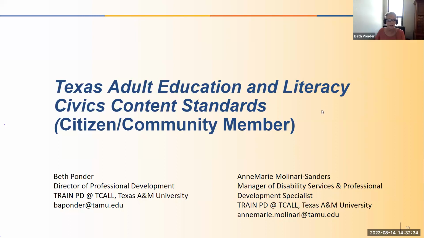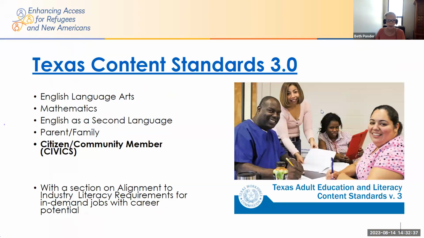Thank you. So if we could go ahead to the next slide, we're going to just jump in to talk about Texas Content Standards 3.0. Texas rolled out our original AEL content standards in 2016, which included the academic standards of English language arts, mathematics, and English as a second language. And a few years later, we developed version 2.0, which aligned those academic standards to industry clusters and detailed work activities. Then in 2020, a request was made to use some of our state leadership funds to develop a standards 3.0. And this was approved by our state commission, and we began development on parent family standards and then citizen community or civic standards. And that's what we want to talk about today.